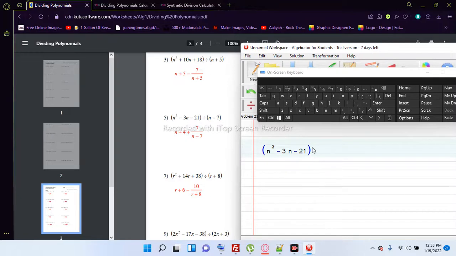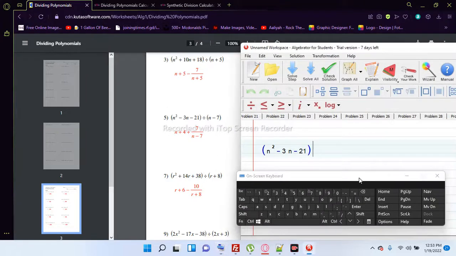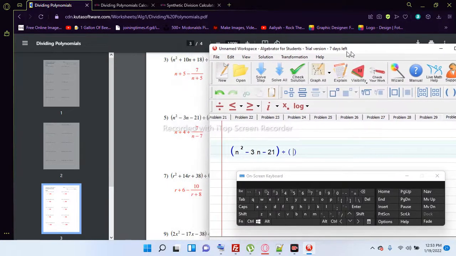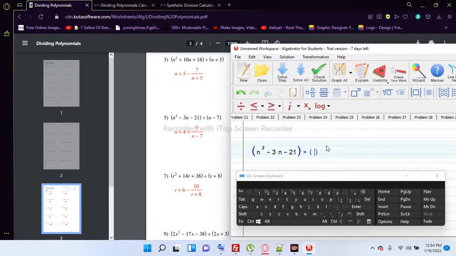Listen to me here, okay? Now you need the division sign. Right here is the division sign, buddy. Bam! The division sign. Okay, now check. N squared minus 3n minus 21, divided by, you need another parenthesis. Parenthesis is right there. Now, n minus 7. Great.